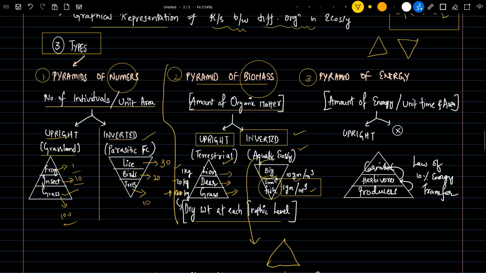And the next, let's say big fish, which feed on the small fish, which has more weight, let's say about 10 grams per meter cube volume.